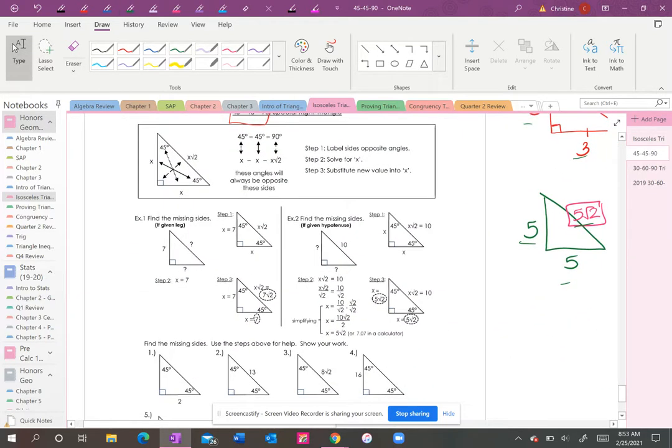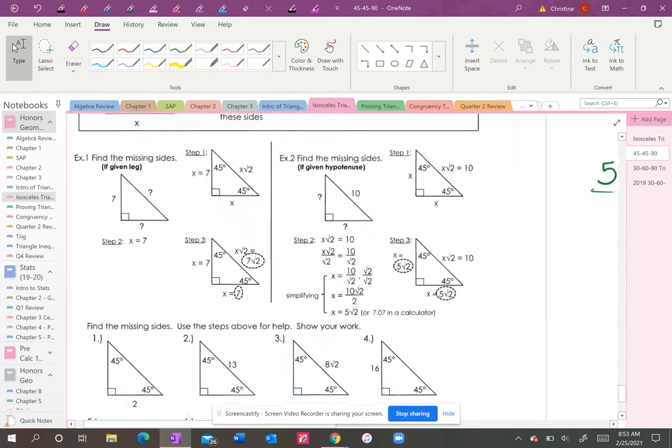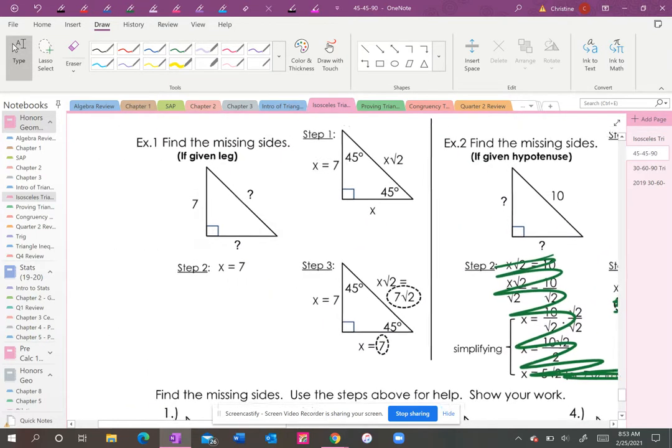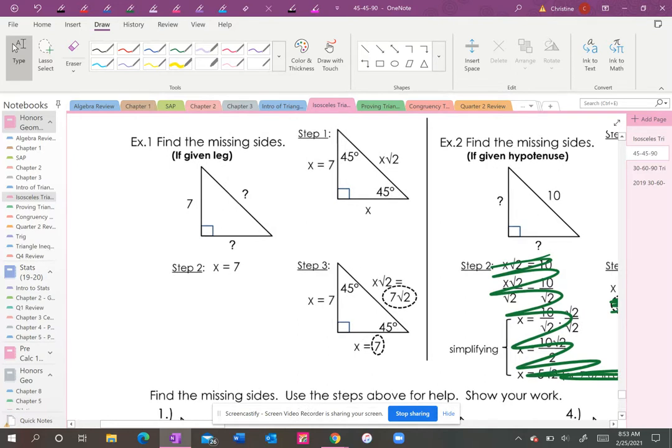Here we go. And I might cross some things out on here. So if you had these notes printed out, I'm totally going to change this number. So don't even look at this. But let's look at this one first. If you have the legs, and it's isosceles, so that would be 7, the rule is that you are multiplying the leg times root 2. So to get from the leg to the hypotenuse, multiply by root 2.